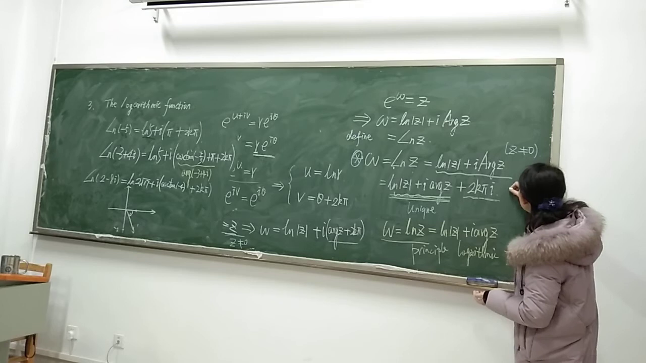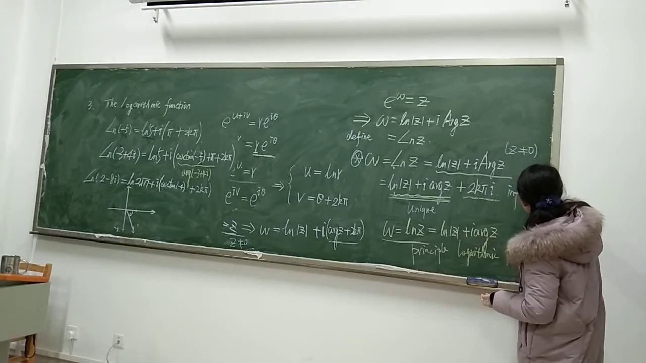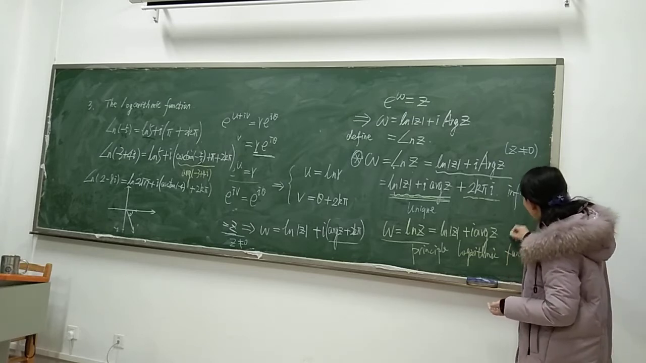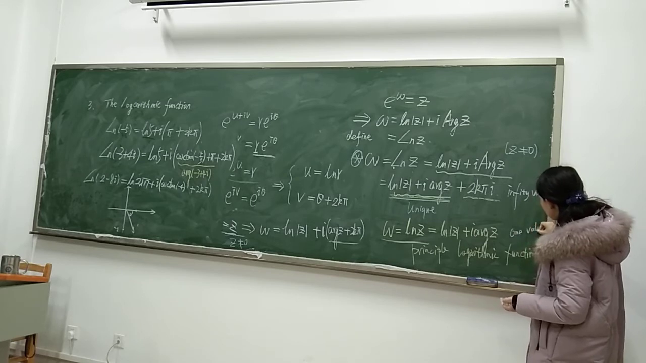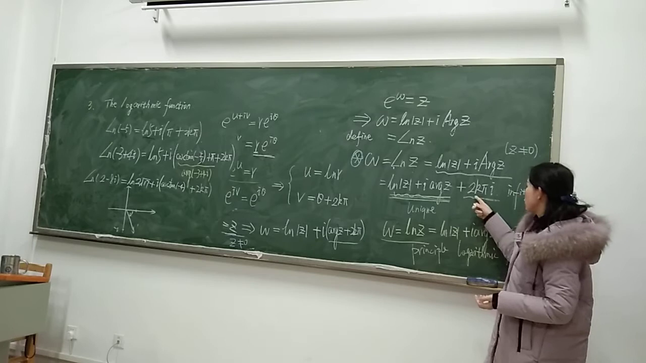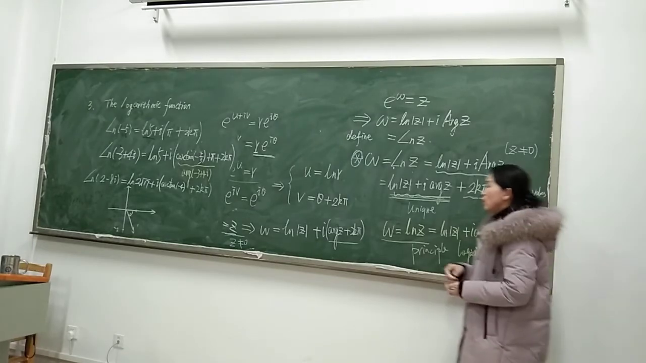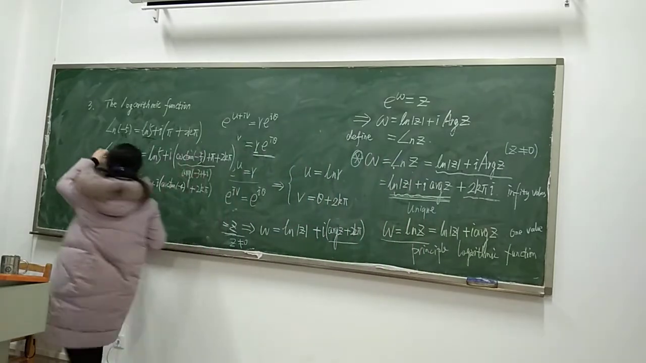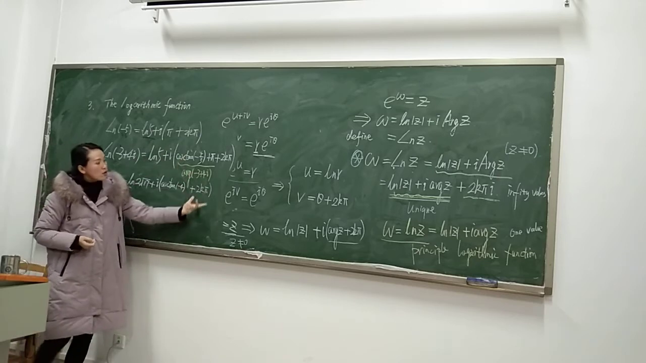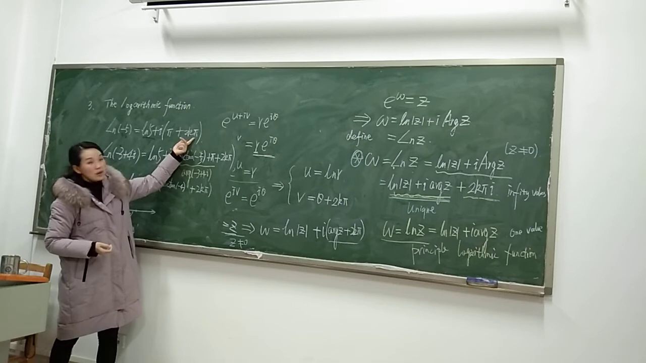So there are many values, infinite values, of this function, but there is only one value of the principal function. Because this is big L, this is big L, this is big L, there are many values. There is 2k pi here, here, and here.